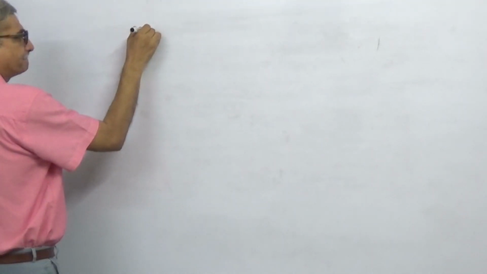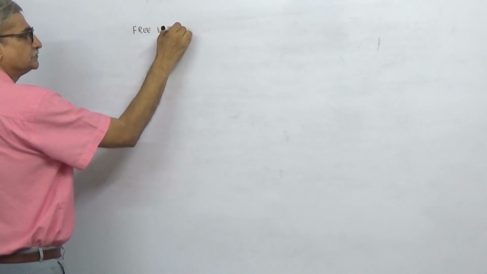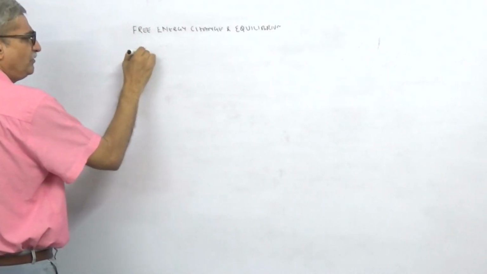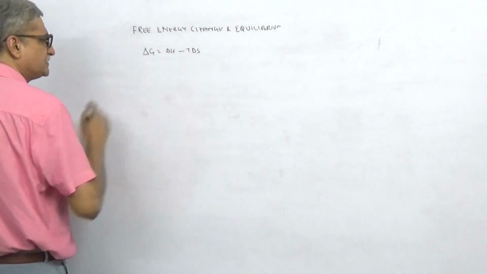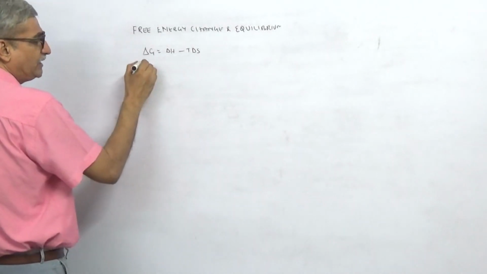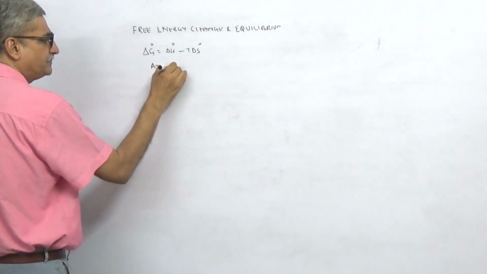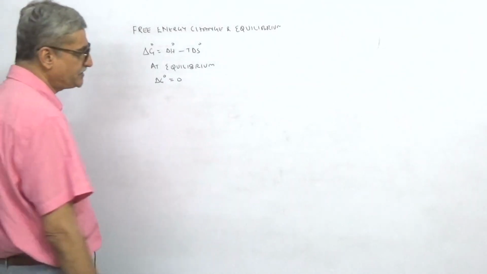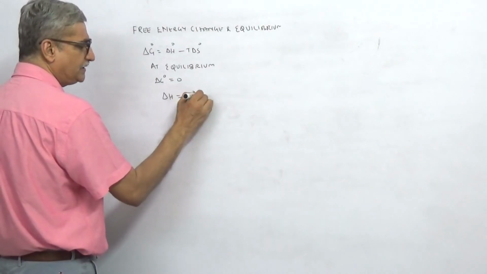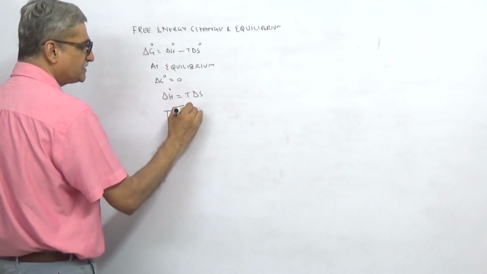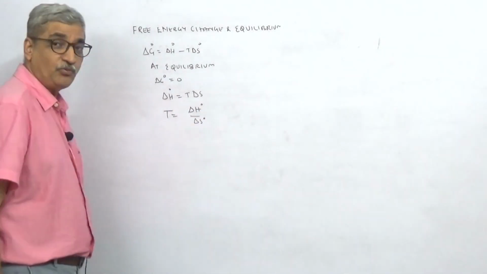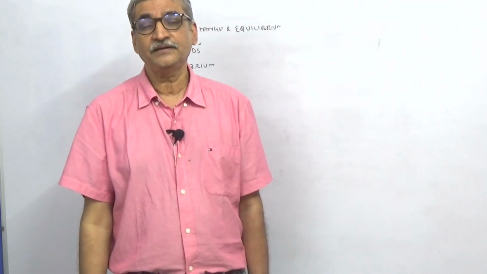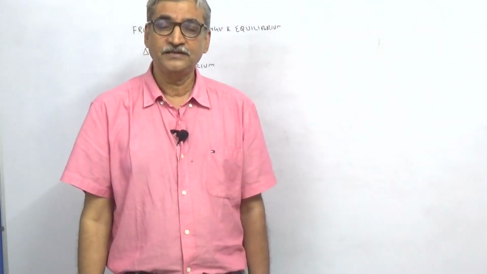Now, how do we connect this to free energy change and equilibrium? We know that delta G is equal to delta H minus T delta S. At equilibrium, delta G is going to be 0. So delta H becomes equal to T delta S, and T is delta H upon delta S. So there is a cutoff temperature. Below the cutoff temperature, the reaction is non-spontaneous, and above the cutoff temperature, the reaction will be spontaneous.